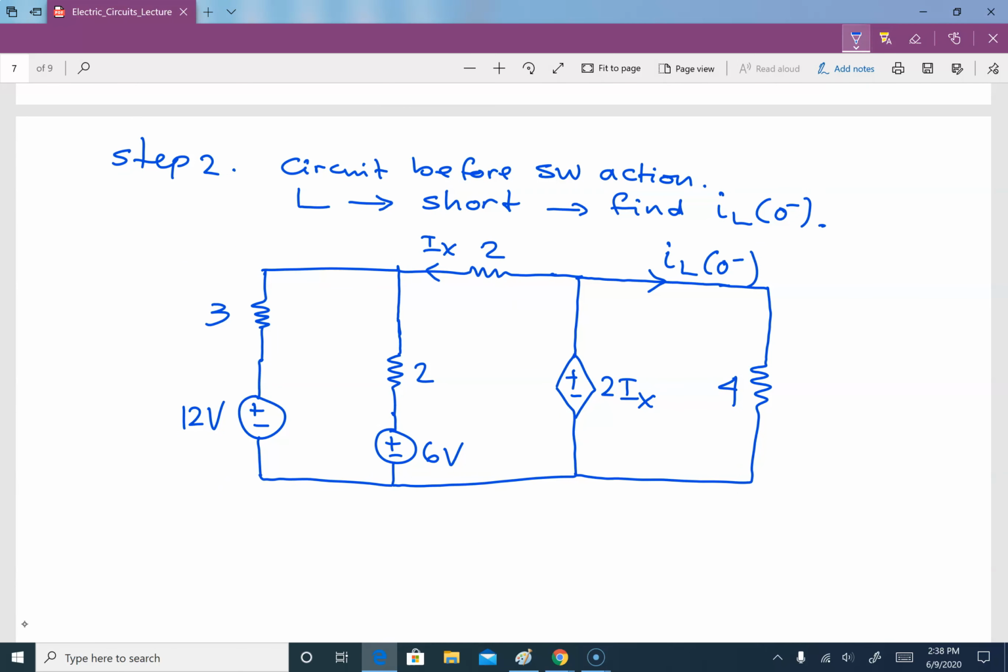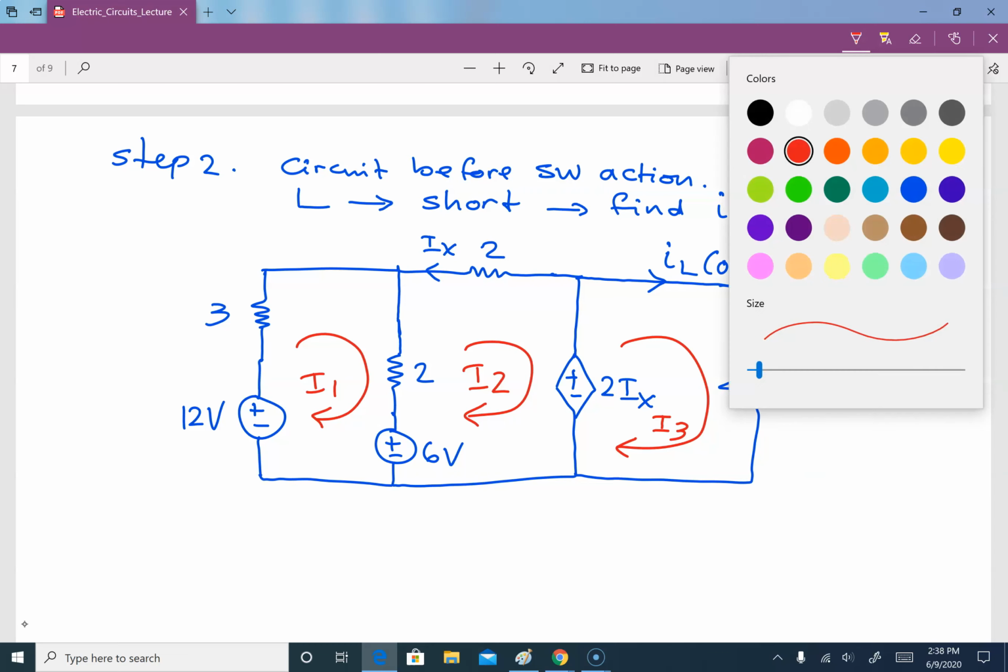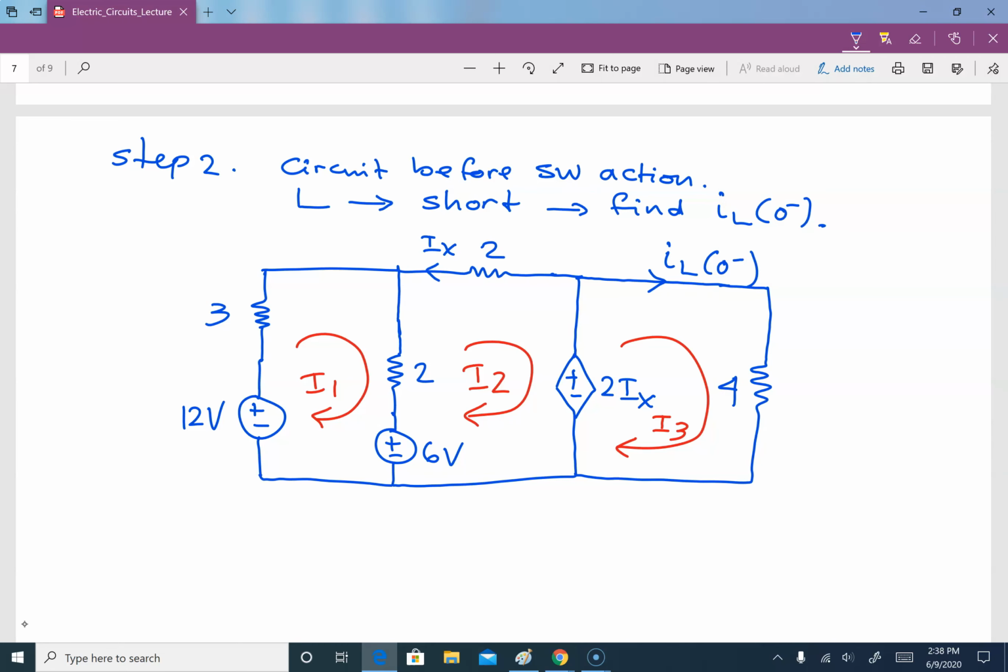So if you look at this, the best way to go with, let's say, is loop analysis. So I will call this as I1, this as I2, and this over here as I3. So we will start with loop 1.